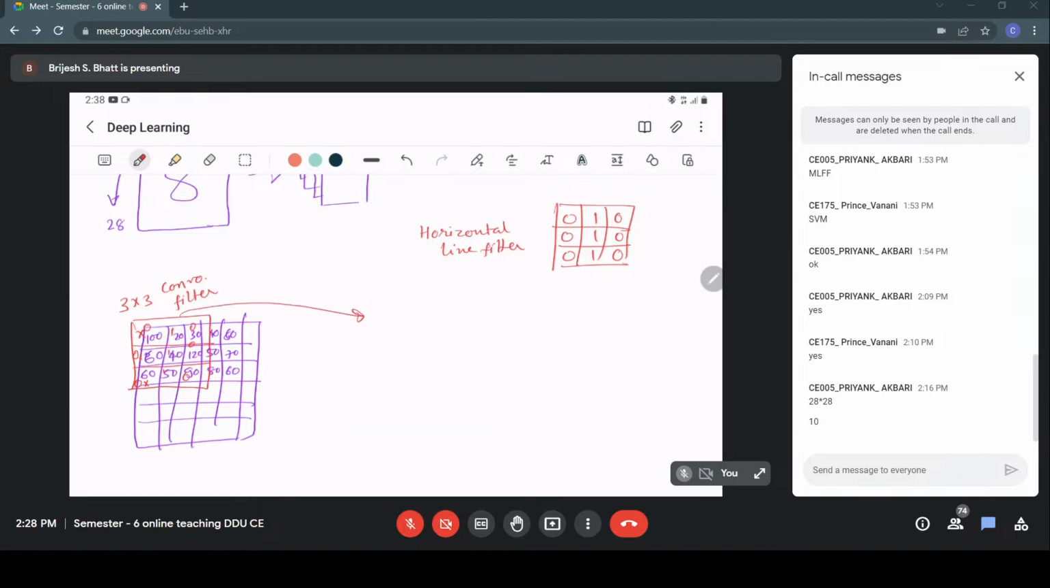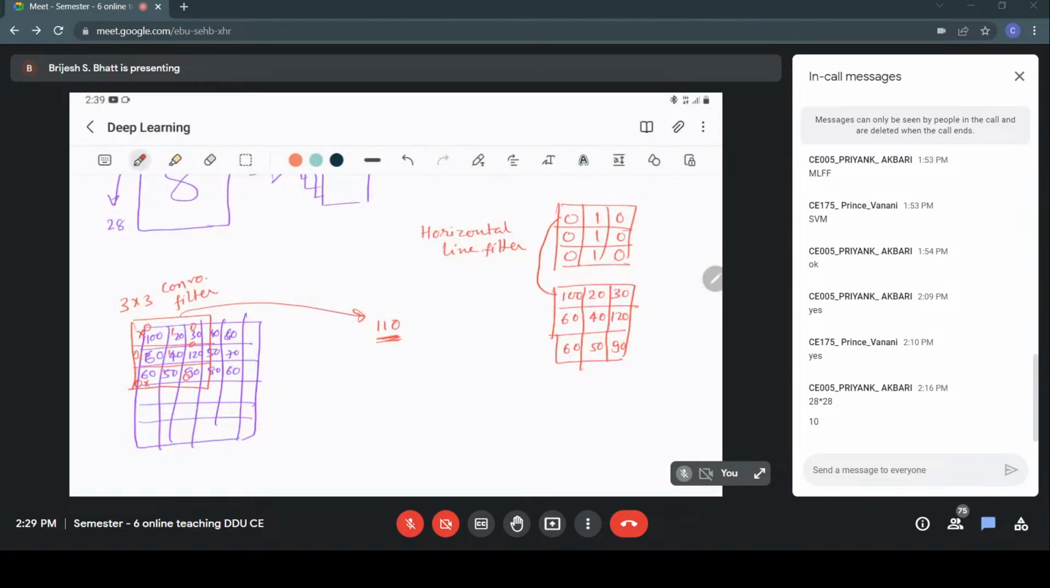So I will sum up all the values, and it turns out to be 60 plus 50, 110. Everything else is multiplied by 0, right? So this was the input that I have seen: 100, 20, 30, 60, 40, 120, 60, 50, 90. So do the elementwise multiplication at every point and write down the sum. So the sum is 110.